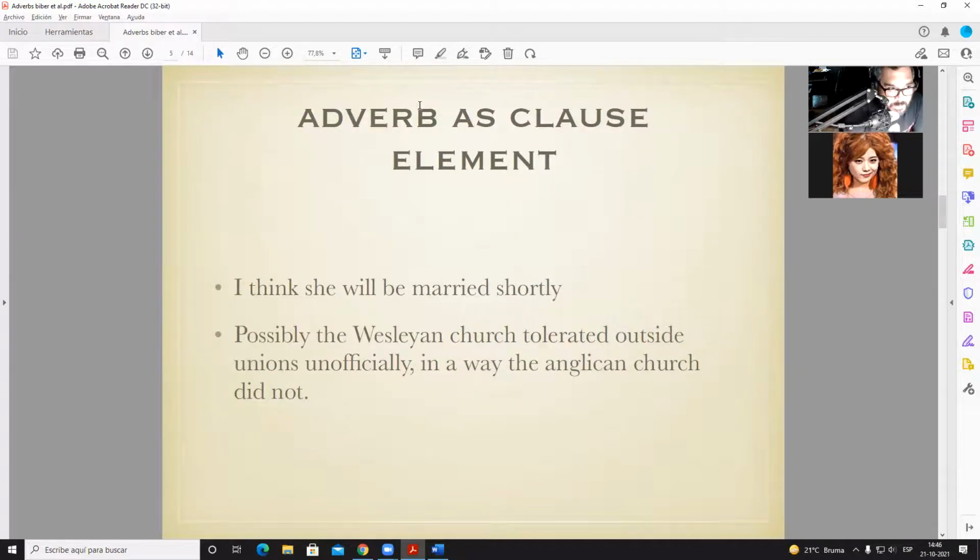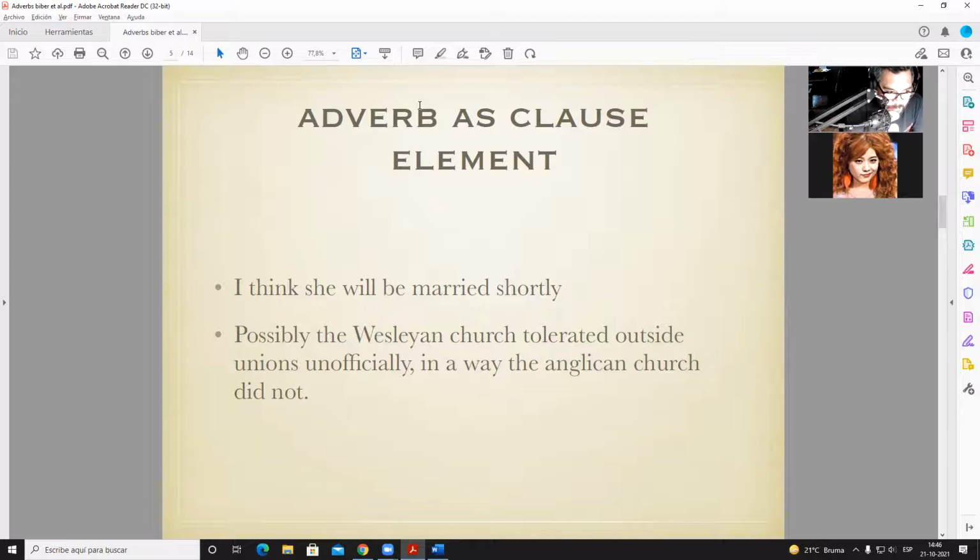Now, adverbs as clause elements. We're talking about adverbials, right? I think she will be married shortly. Then shortly is an adverb, therefore it is an adverb phrase. I can move it. Shortly, I think she will be married. I think she will shortly be married, or I think she shortly will be married.